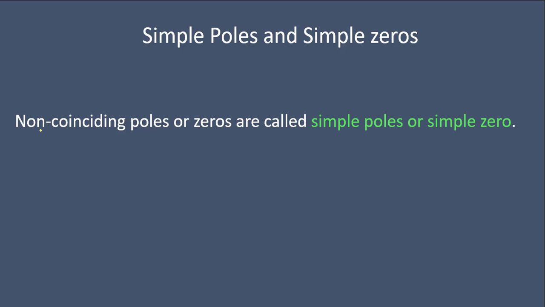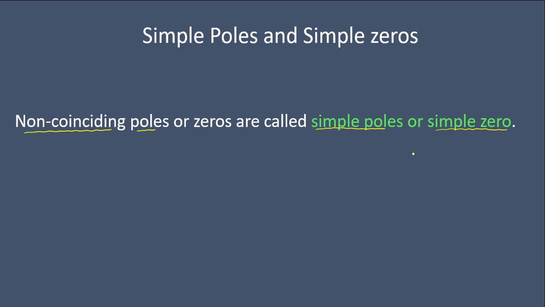So in simple definition, it says non-coinciding poles or zeros are called simple poles or simple zeros. Here, non-coinciding means which does not occur at the same time or which are non-repetitive. So the poles or zeros which are non-repetitive or which do not occur at the same time are called simple poles and simple zeros.